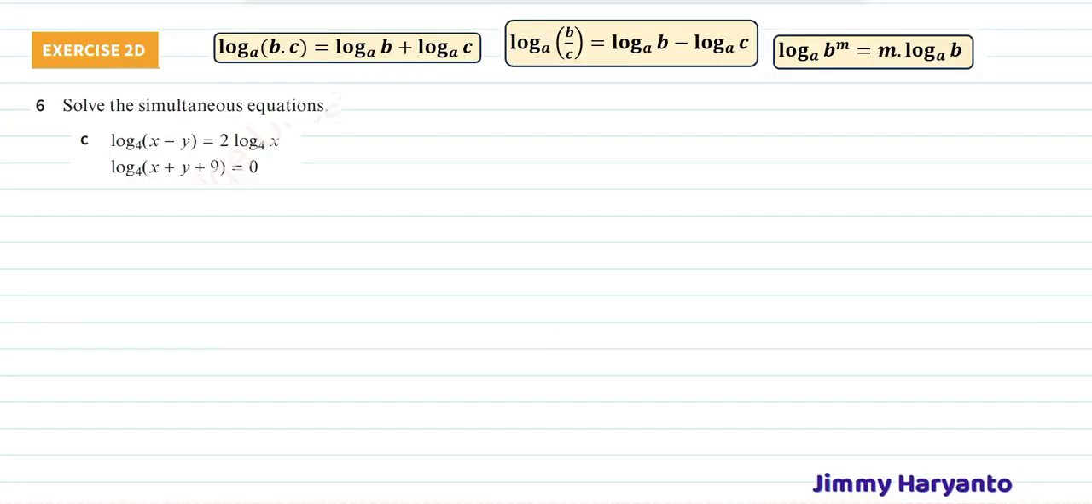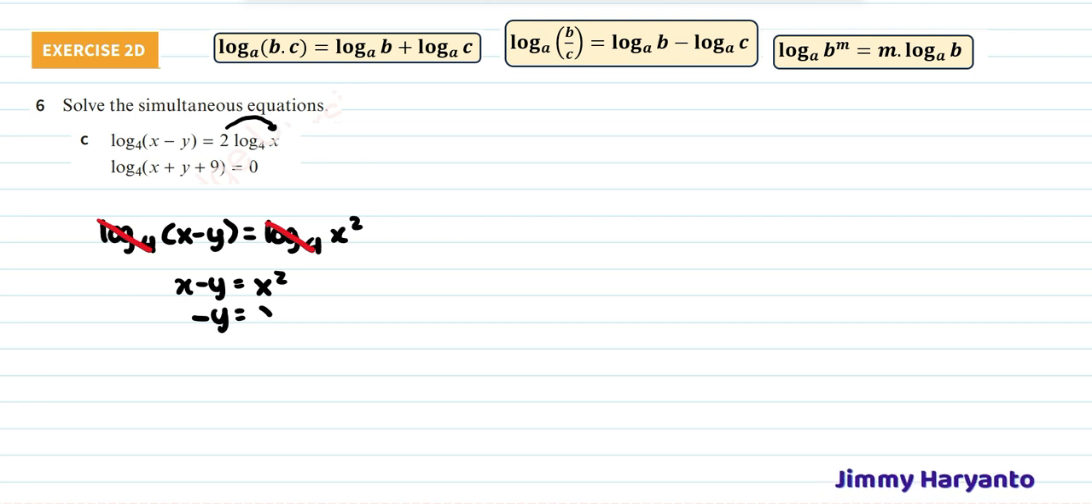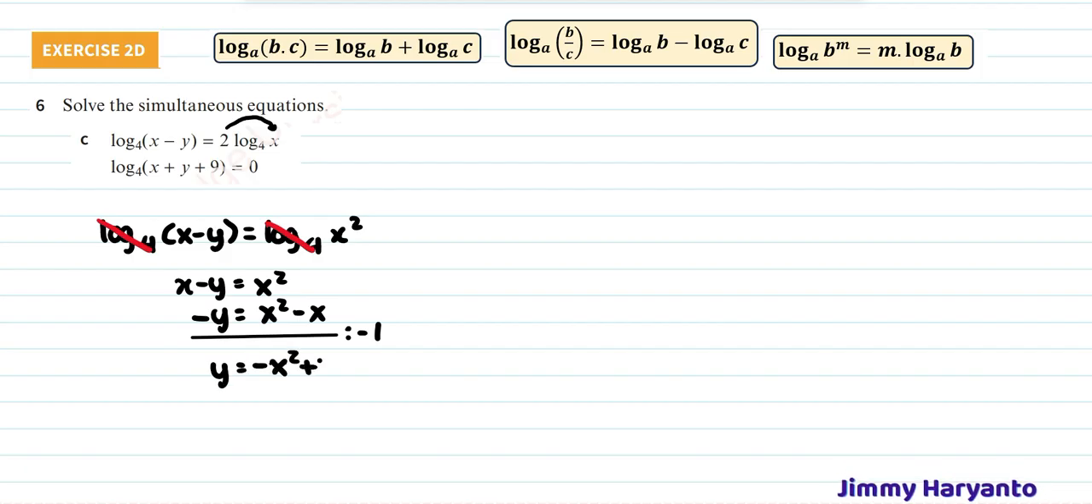Next is C. For question C, I want to start from here. I will move the 2 to the back, so I will have log 4 of (x minus y) equals logarithm 4 of x to the power of 2. And then I can cross out the log 4. I will have x minus y equals x squared. That means negative y equals x squared minus x. I will divide them all by negative 1. So y equals negative x squared plus x. So this is the value of y.